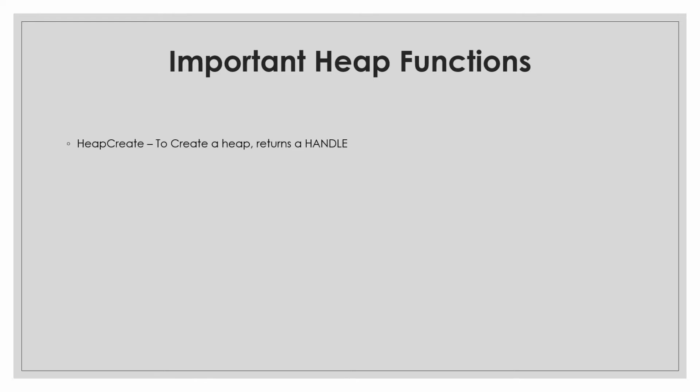The very first function is the HeapCreate function. It is used to create a new heap, and after the successful creation of the heap area, it returns a handle. We will discuss handles in the coming videos when we discuss kernel objects in Windows. Then, the next function is HeapAlloc. As the name suggests, this function allocates the memory block and returns the address of the newly allocated block.